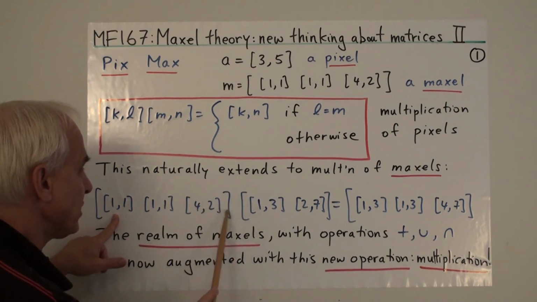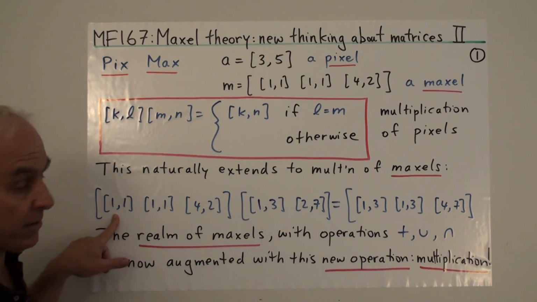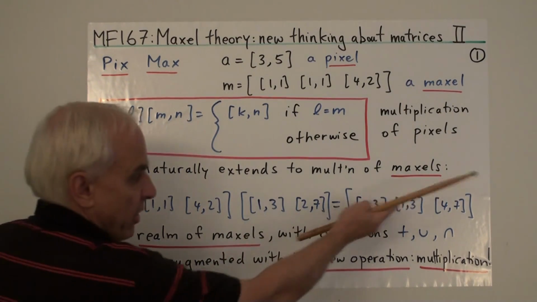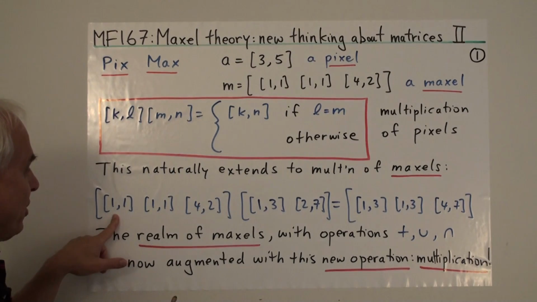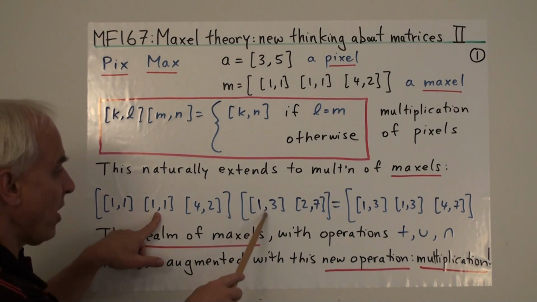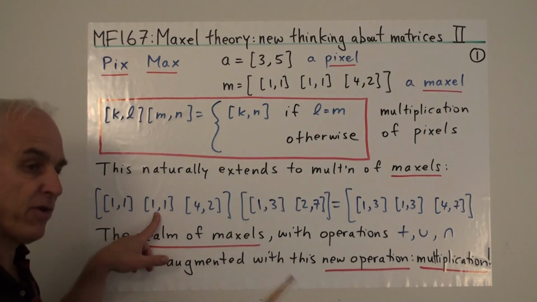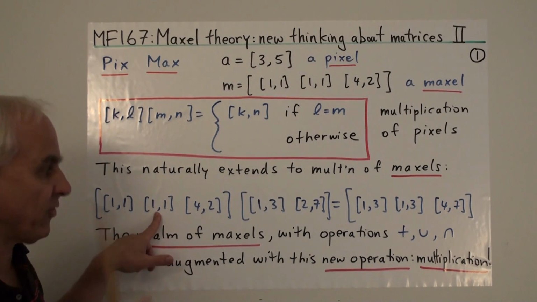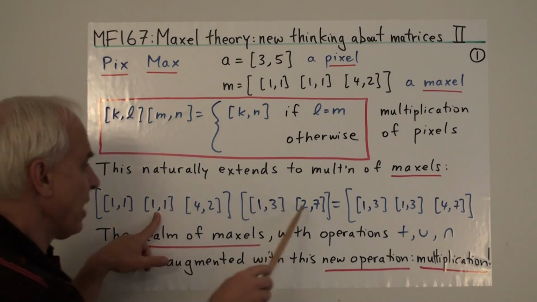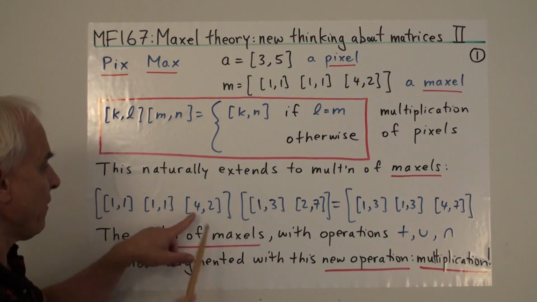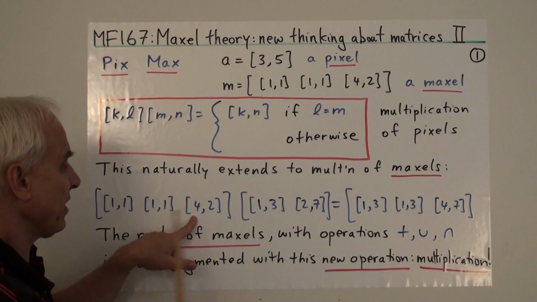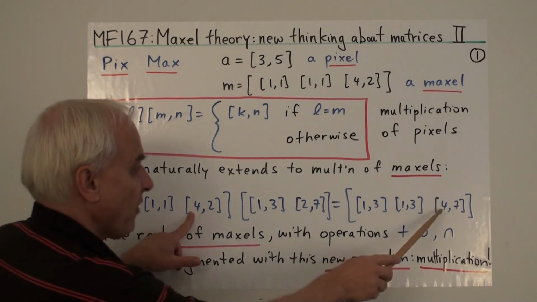1, 1 times 2, 7 is the empty object, so it doesn't appear at all. It doesn't make any contribution. Then 1, 1 times 1, 3 gives us another 1, 3. We have to put every element in with the correct multiplicity here. 1, 1 times 2, 7 again gives us nothing. 4, 2 times this gives us nothing, and 4, 2 times 2, 7 gives us 4, 7.